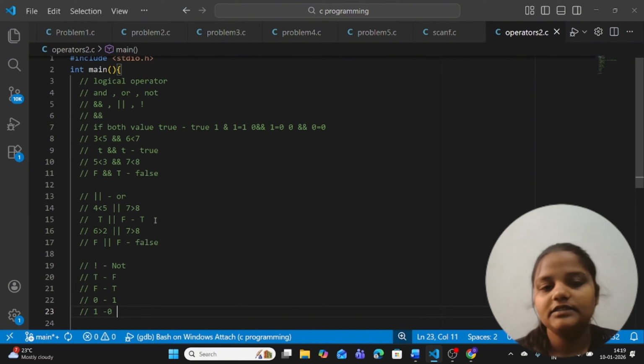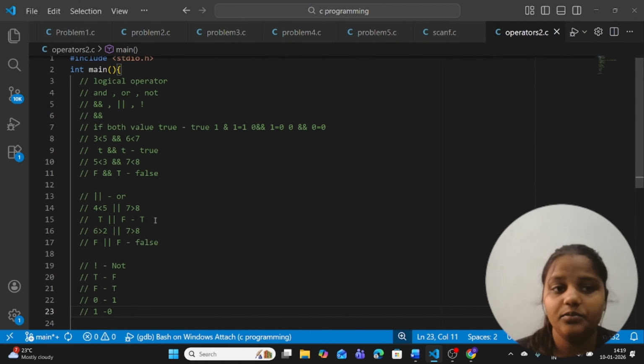So this is the logical operator. There are three logical operators: AND, OR, NOT. AND means it will be true only when both conditions are true. If one fails, the output will be false. OR means one true value is enough. If both values are false, then it is false. NOT means it will flip the value. If the input is true, then the output will be false. If the input is false, the output will be true.